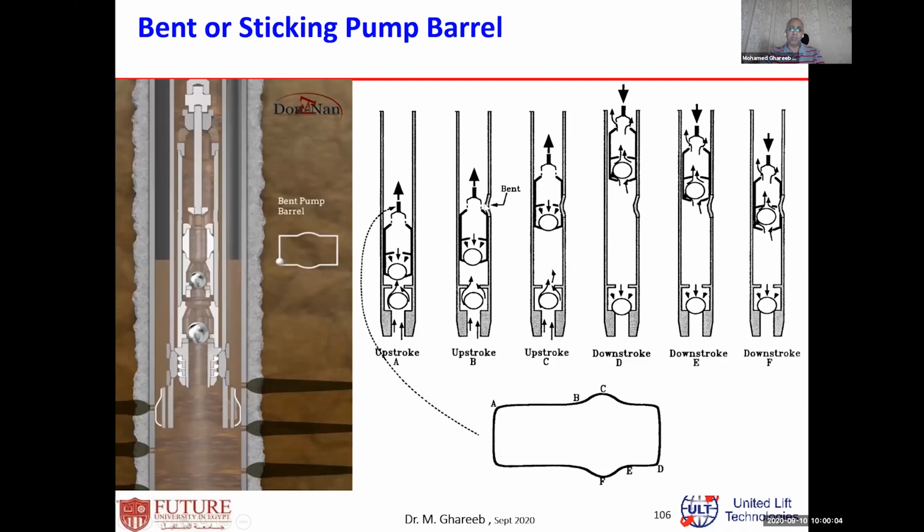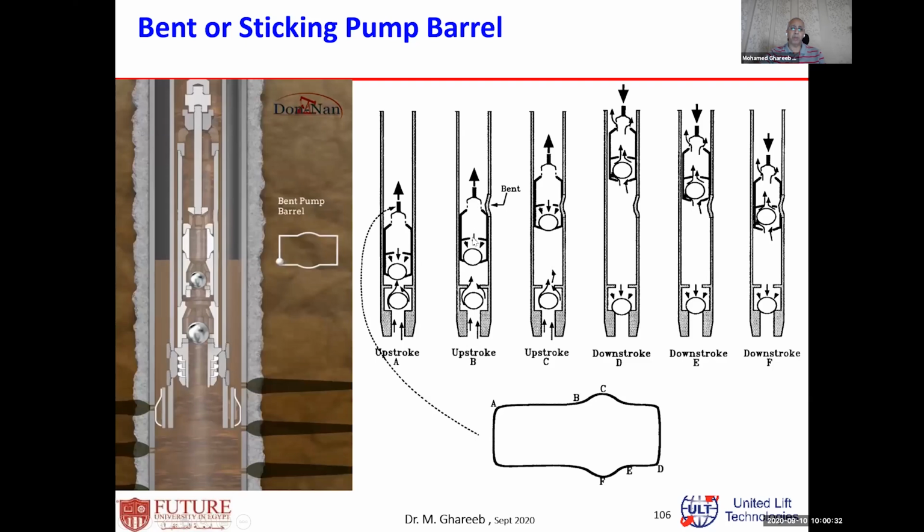If this is a severe bend, it will prevent the plunger from moving. But if it's a very small bend, the plunger can move, but with friction at this point. What will happen with the friction at this point? When the plunger starts to go up, while it's moving away from this point, it will work normally. But when the plunger starts to hit this pinching point, what's going on?